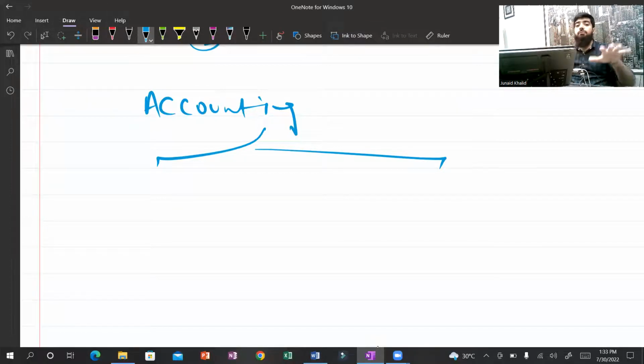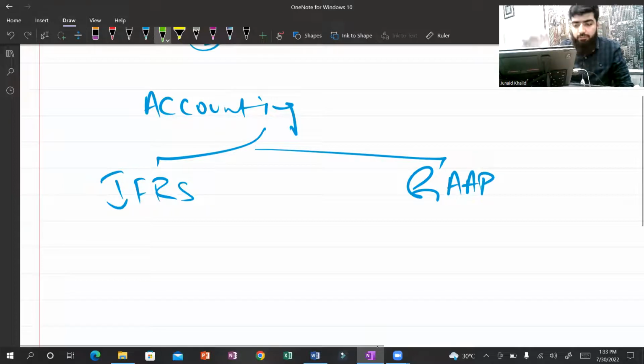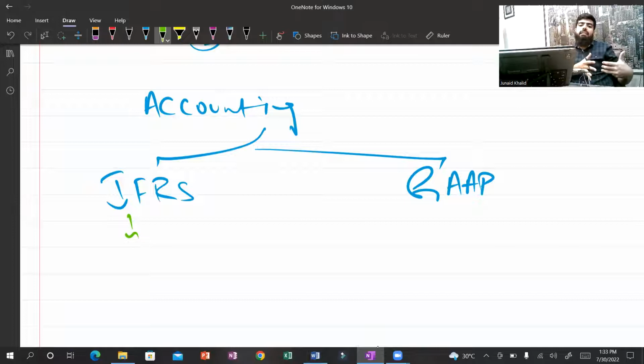And right now we have two basic accounting standards available in the world. One is known as IFRS, the other is known as GAAP. Now, what does IFRS stand for? Definitely, you have an idea about it. You have already covered this area in your F3 paper, that is the financial accounting paper.